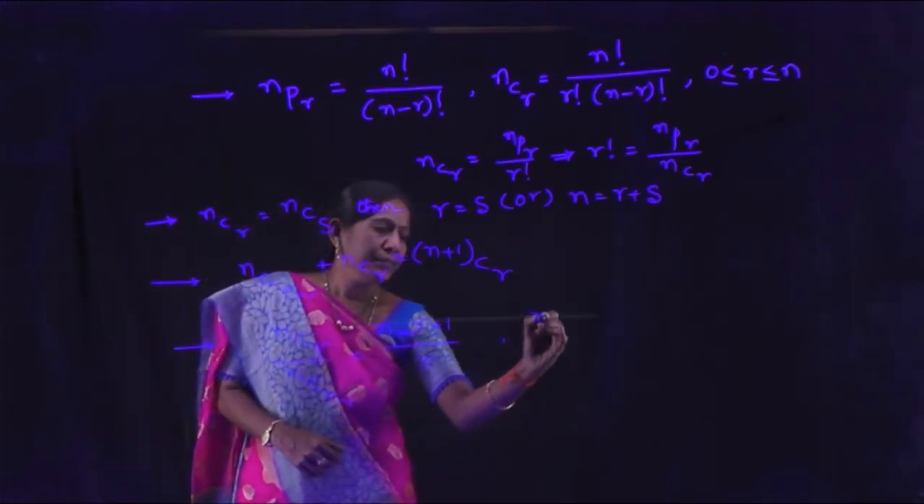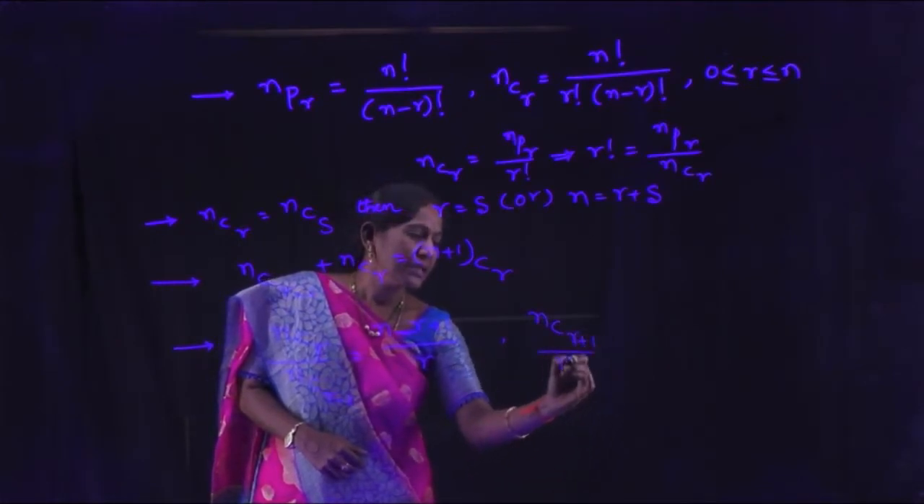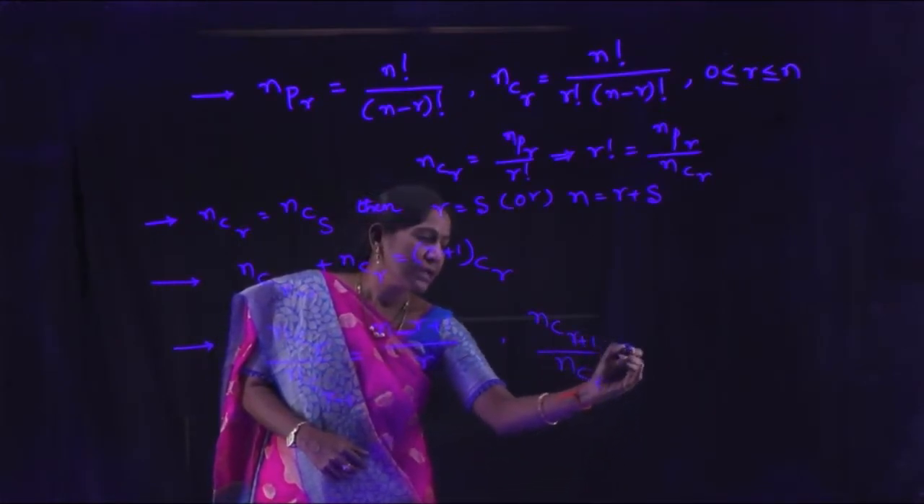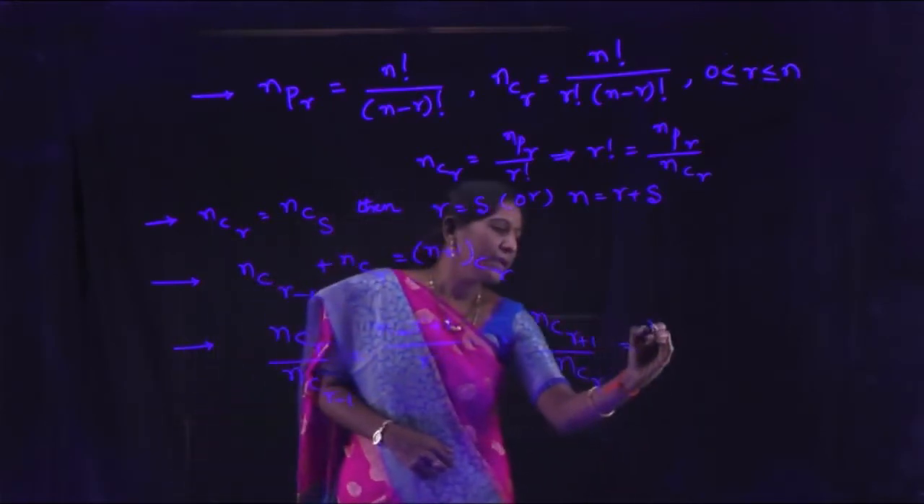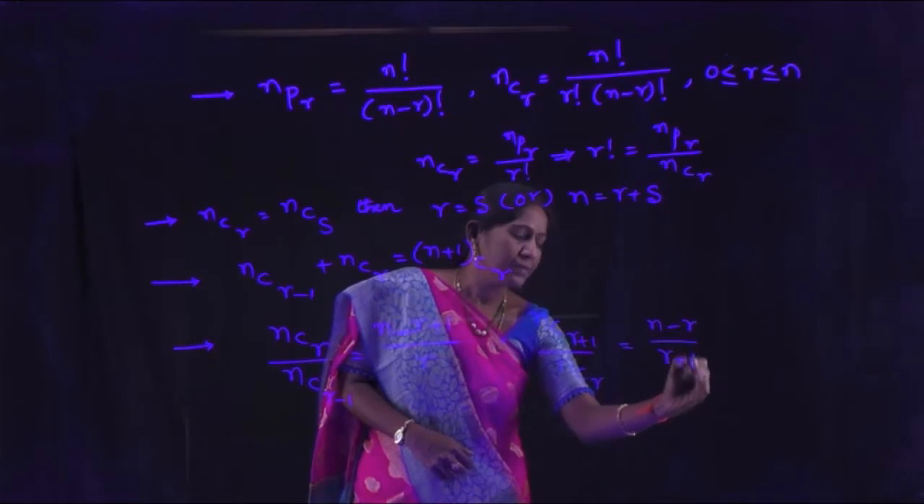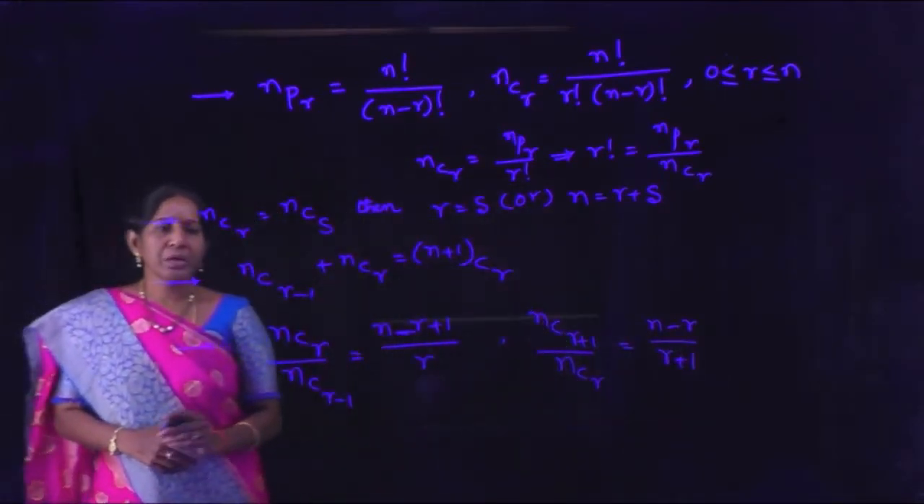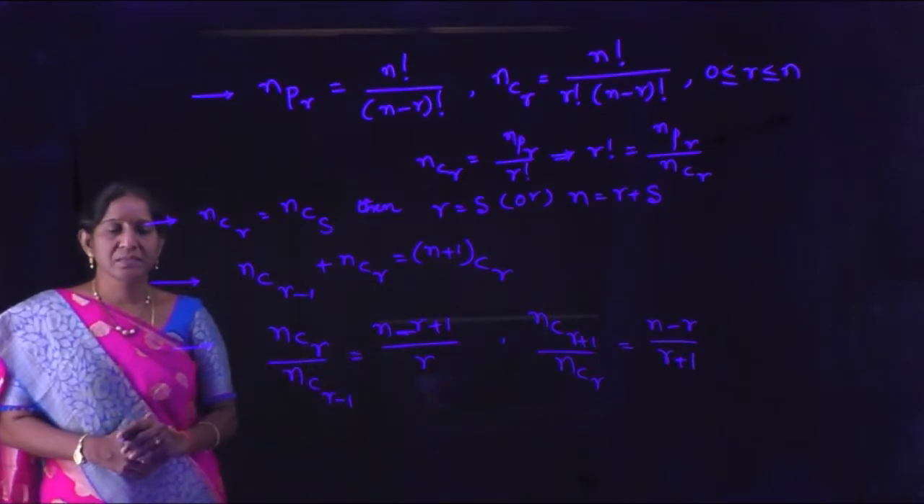And nCr plus 1 by nCr, that is n minus r by r plus 1. By using these formulae, we can do the problems.